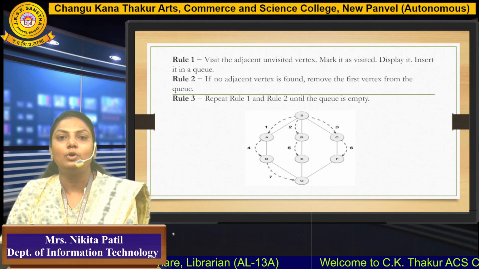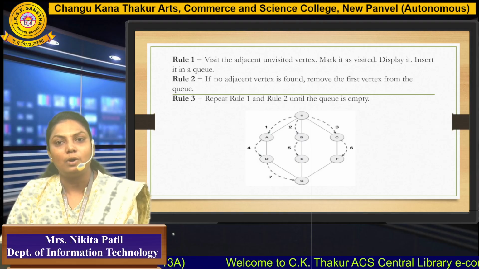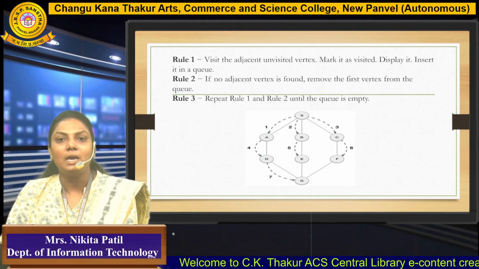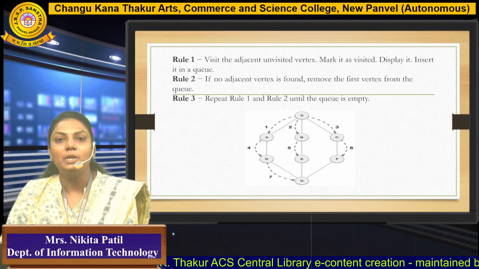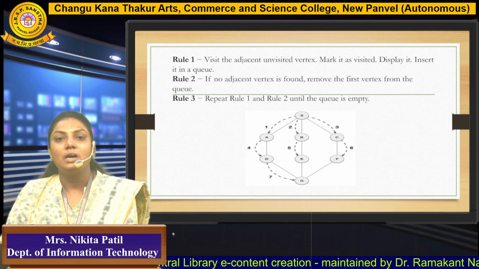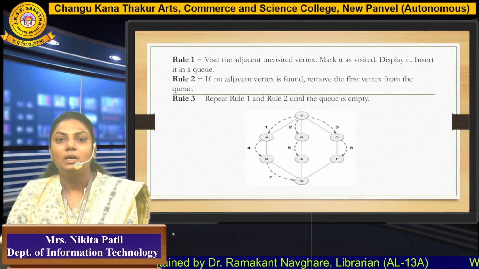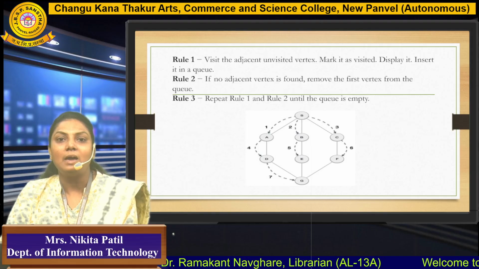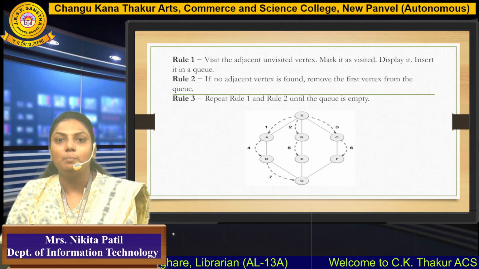Now the second node is B, which has the adjacent node E, and B is out. Then the third one, C, has the next node, that is F. Likewise, after completion of all the visited nodes, D has the last vertex in the level, that is G. So our BFS traversal path will be A, B, C, then D, E, F and G. So this is the final result of BFS.